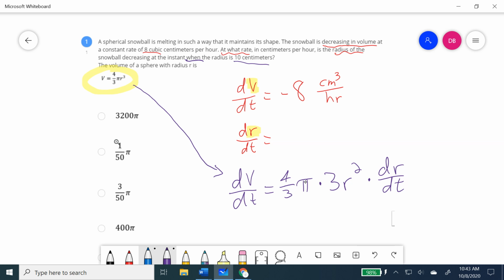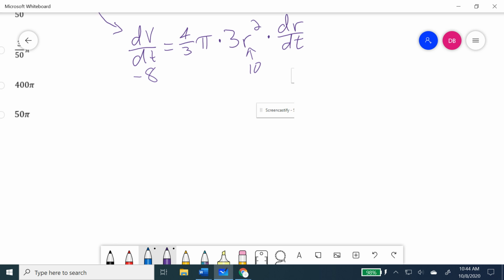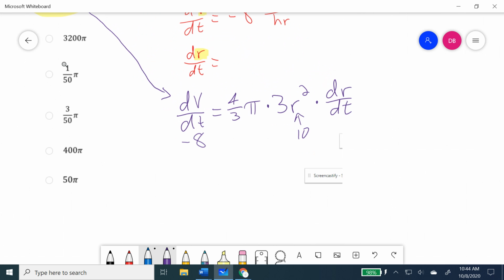So when the radius is 10 centimeters, and we're given that dV/dt is negative 8. So at that point, it's just a matter of arithmetizing, and getting dr/dt isolated. And I believe that ended up giving you, was that the one that gave you 1 over 50 pi? Wait. Yeah.